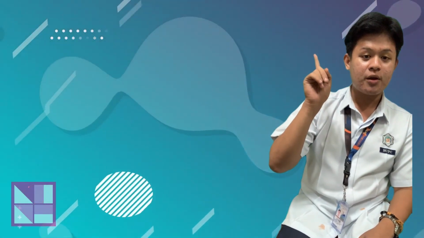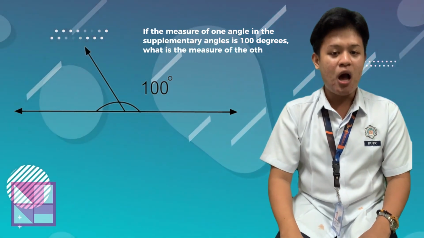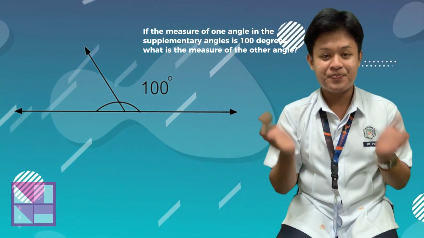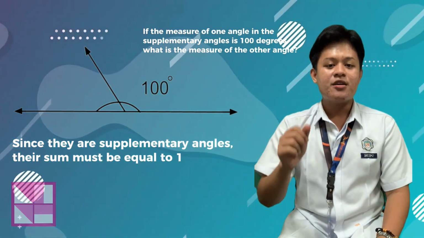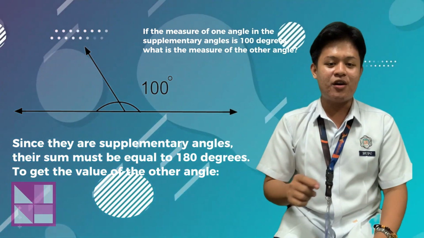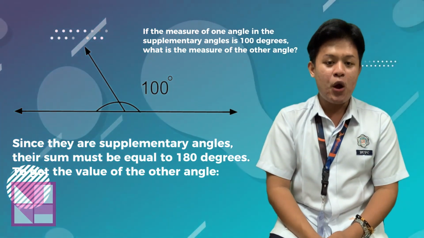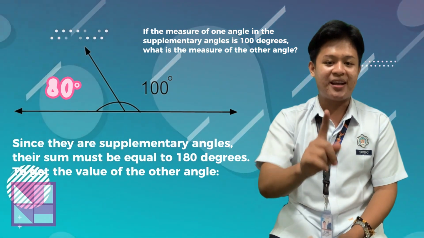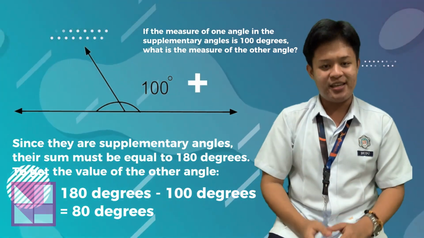Supplementary angles are two angles whose measures have a sum of 180 degrees. In the figure, if the measure of one angle in the supplementary angles is 100 degrees, what is the measure of the other angle? Okay, that's right! Since they are supplementary angles, their sum must be equal to 180 degrees. To get the value of the other angle, we will subtract it from 180 degrees. The measure will be 80 degrees because if you subtract 100 degrees from 180 degrees, you will get 80 degrees.